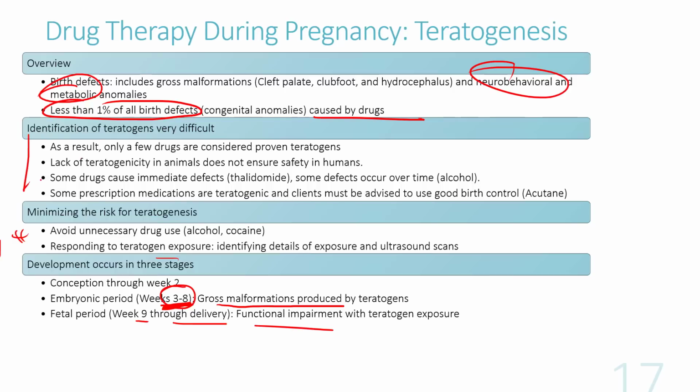And again, it's very difficult because as I said, no woman wants to be a guinea pig for testing drugs that are potentially teratogenic, and there's a lack of good, solid, reliable, decent evidence in animals, right? Some drugs cause immediate defects, so thalidomide with malformation of the limbs, and some defects occur over time, so with alcohol. So again, it's very, very hard to monitor which drug actually causes specific teratogenic effects.